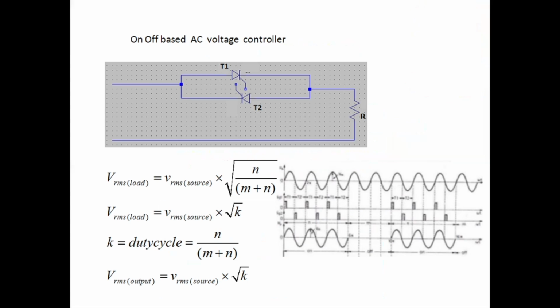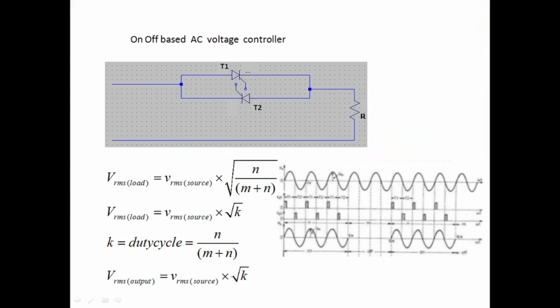Last class we have seen the on-off based AC voltage controller. The RMS value of the load voltage is the RMS value of the source voltage, V_RMS, into root of n by m plus n. Here n is the number of on cycles, and m is the number of off cycles.